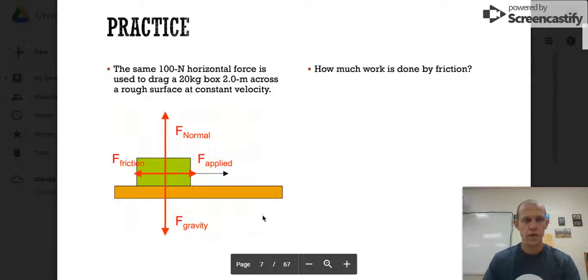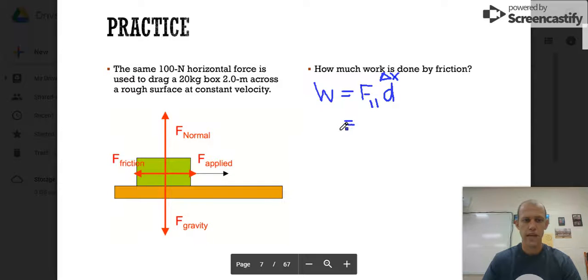Here we have the same 100 Newton horizontal force that is being used to drag the 20 kilogram box 2.0 meters across a rough surface at a constant velocity. But now we have friction. So how much work is done by friction? Remember, work is the force parallel times the distance or the displacement. It could be delta x or d if you want to think about distance traveled or displacement. Most often people think of this, but truly it's the displacement.